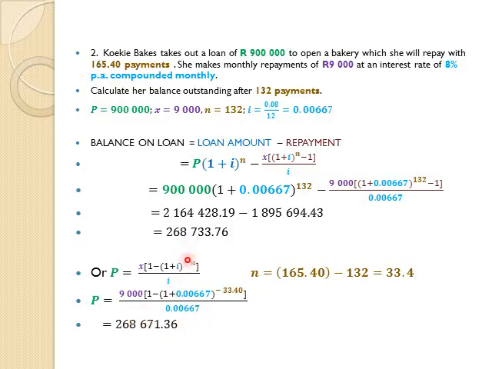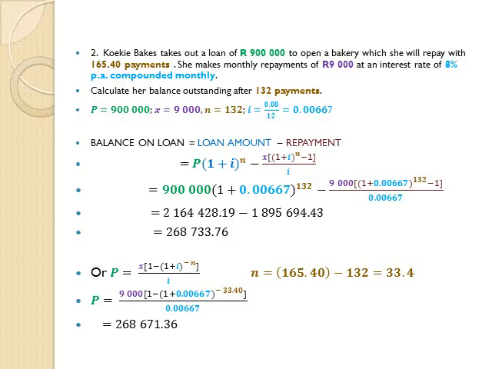There you can see they both 268, but that's 733 and this is 671,36. So slight difference, right? I just rounded off. I could have used the whole 3, 9, etc. going on and made them exactly the same, right? So Cookie Bakes still owes 268,000 on a bakery, right?